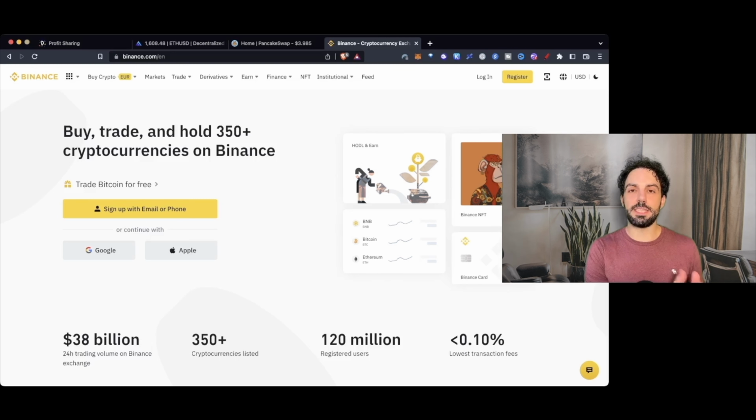Spot market means that you are buying the real asset. The derivative market is instead, you are not buying the real asset, but you are buying something that is simply following the price of the real asset. The main difference is that while on spot you can't use leverage, when we talk about derivatives, yes, you can use leverage.